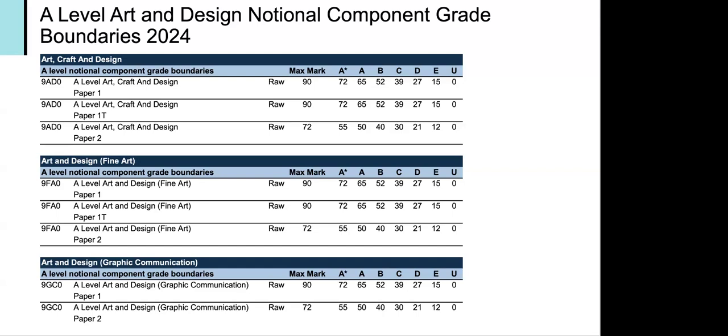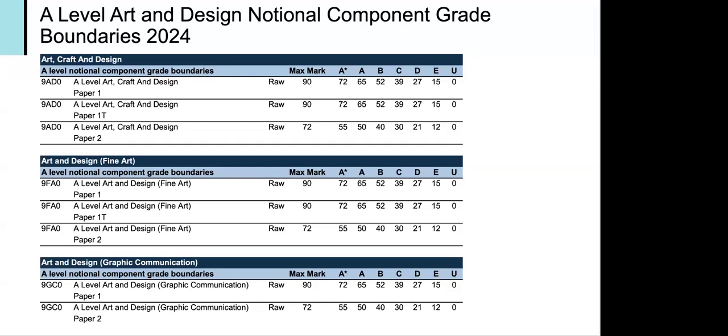If you look at art, craft and design, fine art, graphics, the grade boundaries are all the same across paper 1 and paper 2. The paper 1T is just for a retake, but it's the same. So an A star in any of those titles is 72 out of 90 for component 1 and 55 out of 72 for component 2. That's for the A star. And if you look down across that sheet, you'll see all the others.